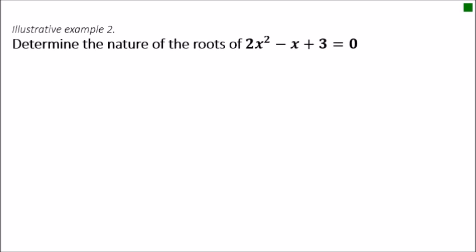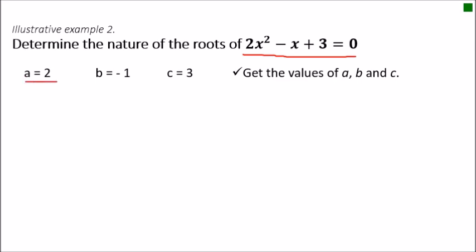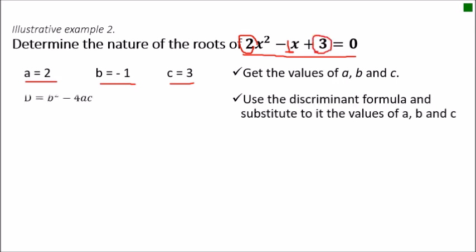Next example. Determine the nature of the roots of 2x squared minus x plus 3 equals 0. Ganun ulit. Get the values of a, b, c. A is 2. Galing dito yan. B ay negative 1. Ito, imaginary 1. Nandito. And then, ang C natin ay constant 3. Ayan. Next, gamitin ang formula.